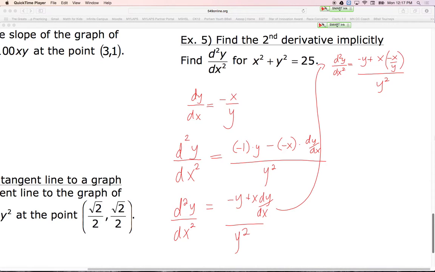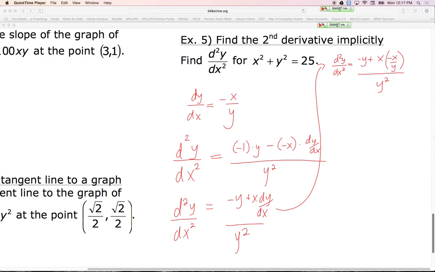Because if you get into implicit differentiation and there's a y in your first derivative, then your second derivative is going to have a dy dx in it, and you're going to be able to plug back in for it. Now, if your first derivative doesn't have a y in it, you won't have to worry. But if your first derivative has a y in it, when you go to your second derivative, you're going to have a dy dx, and you'll always be able to make that substitution.